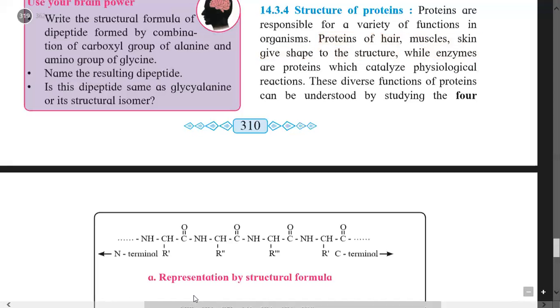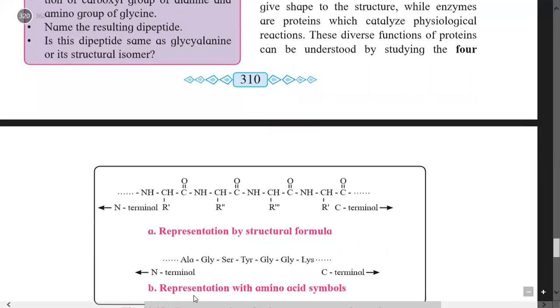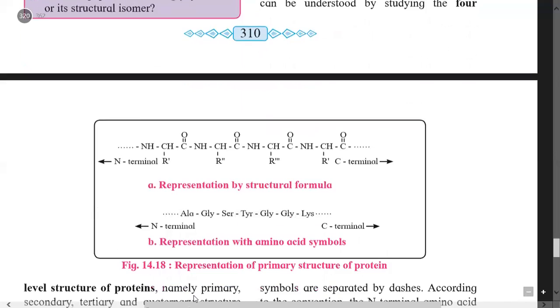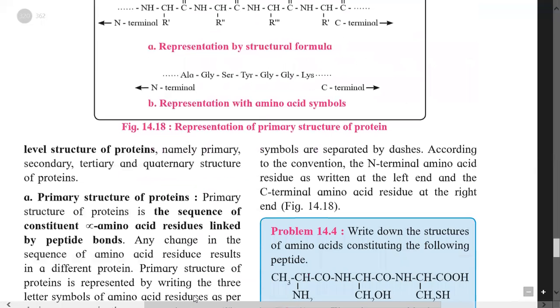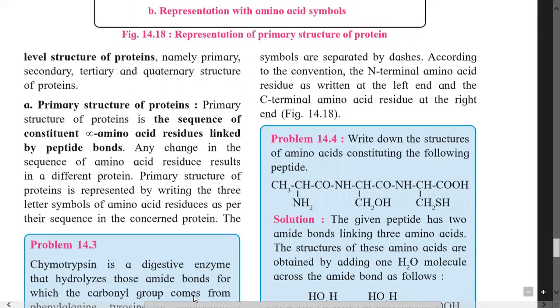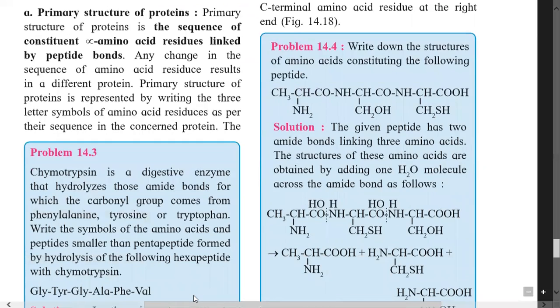The enzymes are the proteins which catalyze the physiological processes in our body. The desired function of protein can be understood by studying the four-level structure of protein, namely the primary structure, secondary structure, tertiary structure and quaternary structure of protein. We will study all these structures in detail. First, the primary structure of protein.